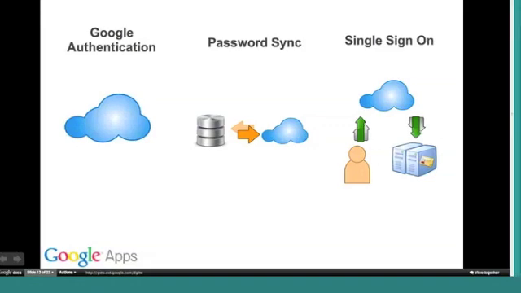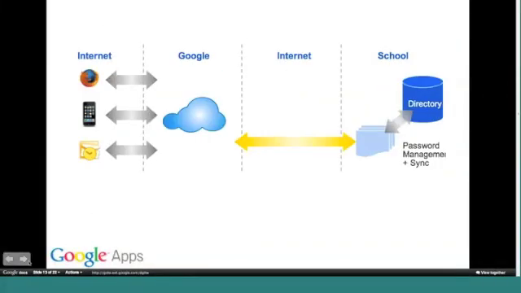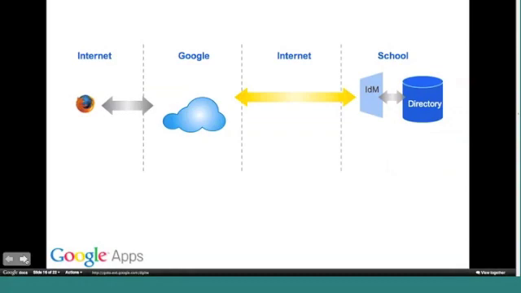I did want to jump into just a quick detail on single sign-on and the different ways you can set it up. So this is sort of an overview of what single sign-on would look like. On the left-hand side, a user logs in, let's say with Firefox. They go to Google. Google automatically says, hey, you're using single sign-on. I'm going to bounce you back to your school's identity manager. Your identity manager handles the authentication. If all goes well, it sends them back to Google. They can use the service.